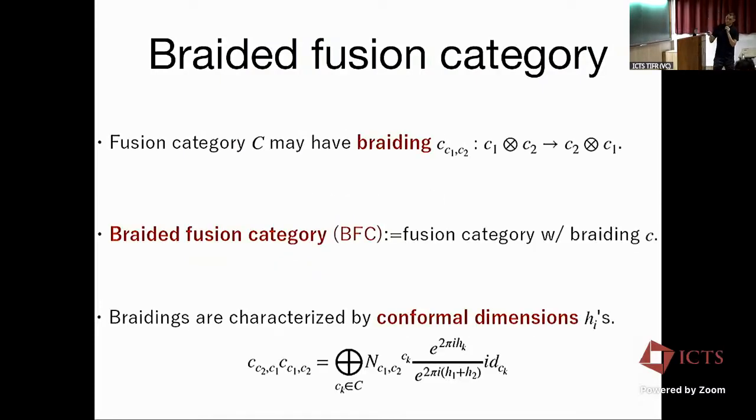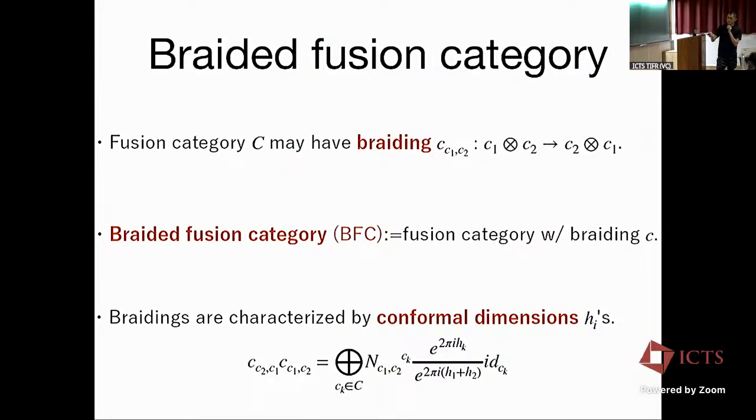And as I mentioned, fusion category C may have additional structures. And one important structure in this talk is called braiding. So if you have a fusion C1, C2, then you can exchange the order of these two objects. So braiding sends C1 times C2 to C2 times C1. And if a fusion category has a braiding, this is called a braided fusion category. And these braidings are characterized by some real numbers called conformal dimensions.